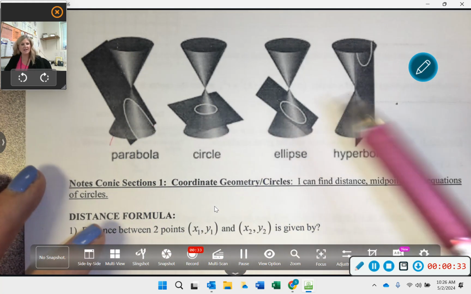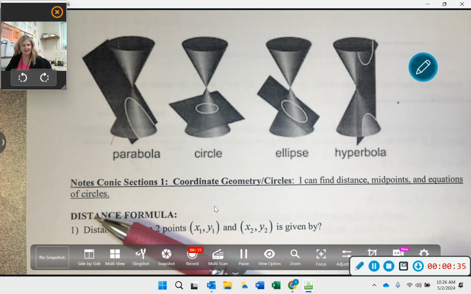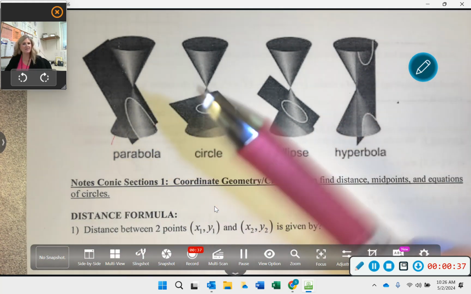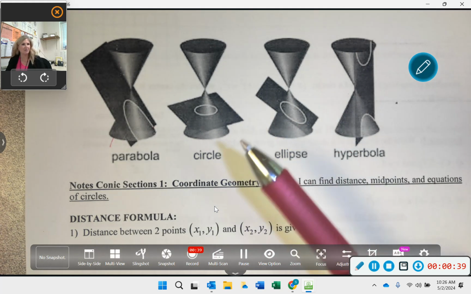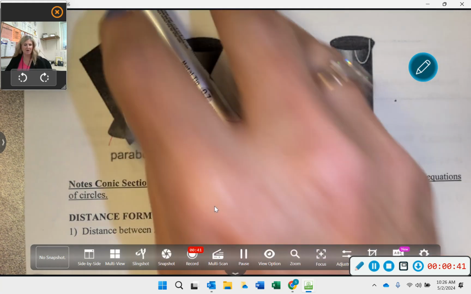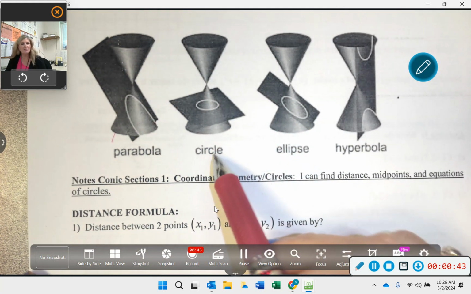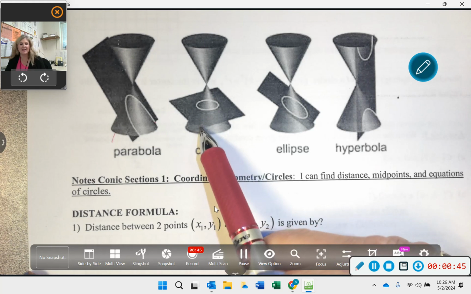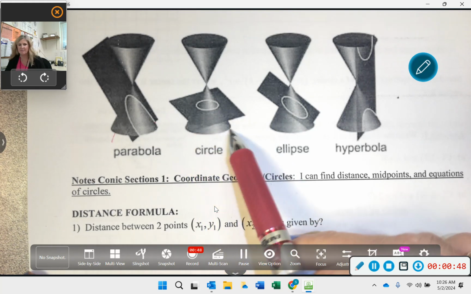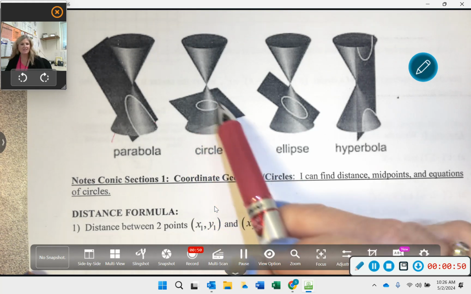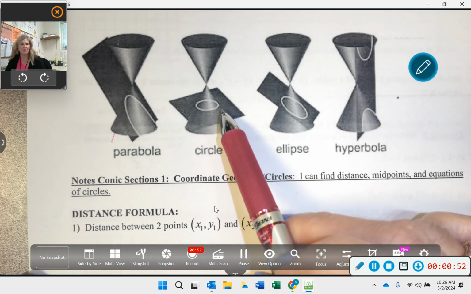Parabolas are used anytime we have an object that is thrown up in the air. It's going to follow this path of a parabola if we throw it up and it falls down. Circles are formed when we have this plane that is parallel to the base of the cone. That intersection is going to form a perfect circle.